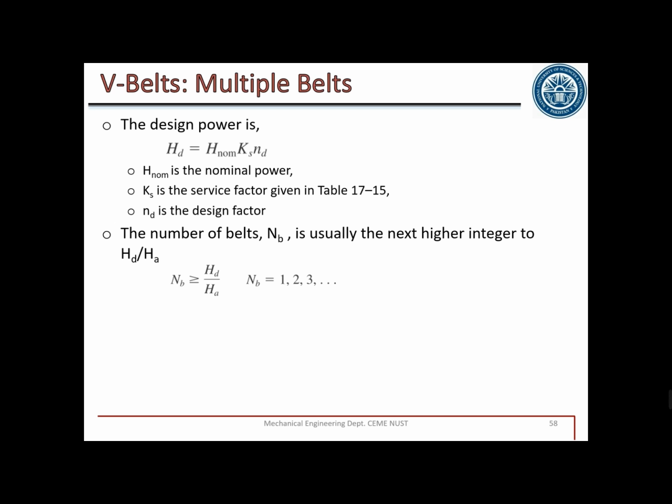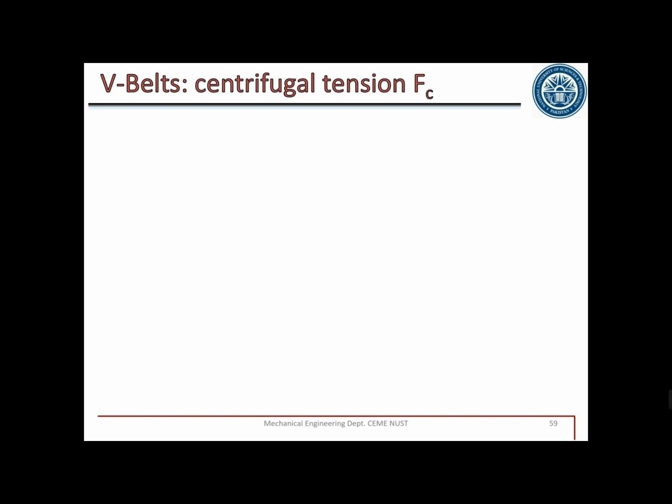We have to use either 1 belt, 2 belt, 3 belt, or numerical values of the belt. So that was the second portion. Initially you have to calculate phi. In the second point, you have to calculate number of belts, and as a third point, there is another point.